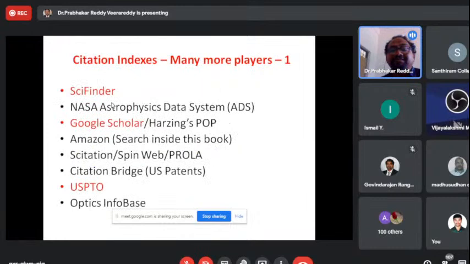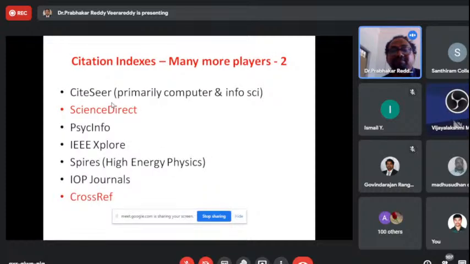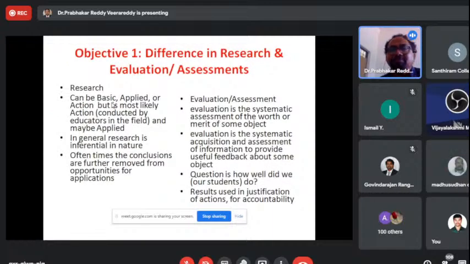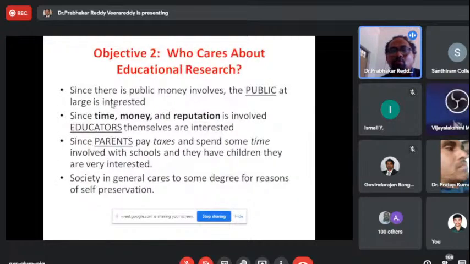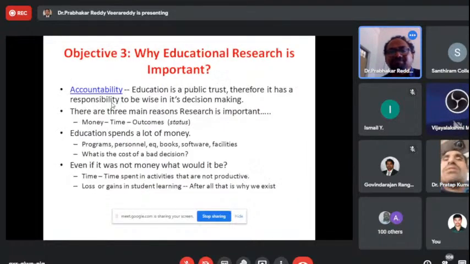So there are different citation indexes. You see, SciFinder is there, Google Scholar is there, USPTO patents are there, ScienceDirect is there, CrossRef is there. These are all our scientific journals. There are objectives, and the difference between research and evaluation and assessments. Who cares about your education research? Why is education research important?